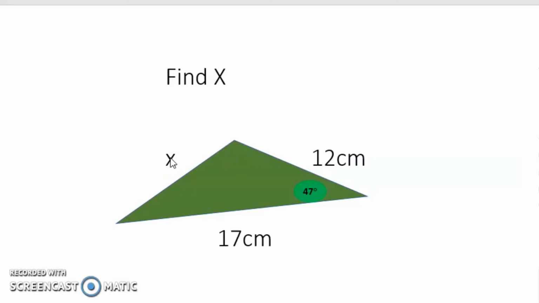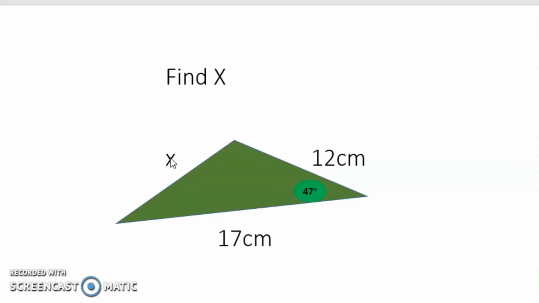Now, let us check which formula we are going to use to solve for the value of x. Can we use the Pythagoras theorem? No, we cannot use Pythagoras theorem because this triangle is not a right-angled triangle. We can only use Pythagoras theorem when the triangle is a right-angled triangle. Can we use SOHCAHTOA? We can't use SOHCAHTOA because the triangle is not a right-angled triangle as well. SOHCAHTOA is also used when the triangle is a right-angled triangle.